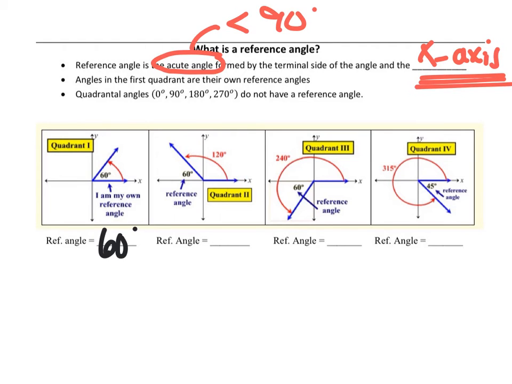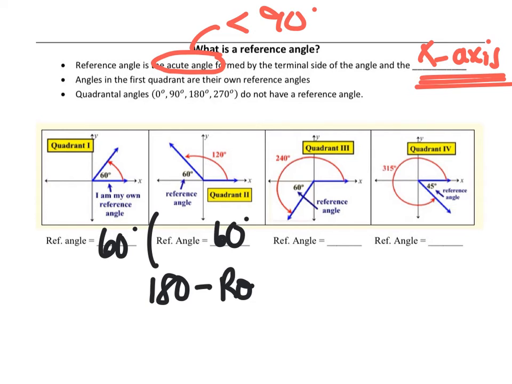Now that's true, but it also has to be an acute angle. So in quadrant 2, my reference angle is actually over here. The rule is to take 180 minus the reference angle. And 180 minus 120 gets me a reference angle of 60.